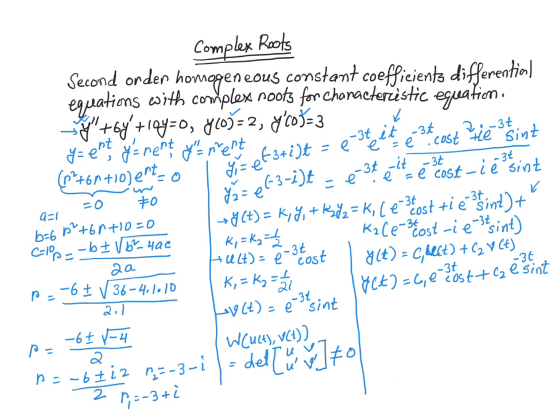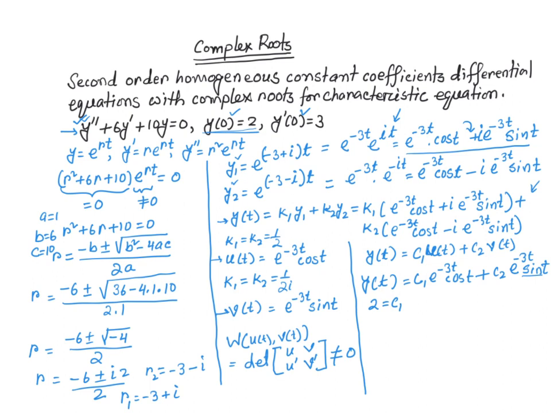Now we have to find the constants c1 and c2, and we can do so by just plugging in these values. So this one, y of 0 is 2. So if it is 2, it's going to be just 2 is equal to c1. I'll tell you why c1 is 2. e to the power 0 is going to be 1. Cosine of 0 is going to be just 1. But sine of 0 is 0. So that's going to vanish the second term.